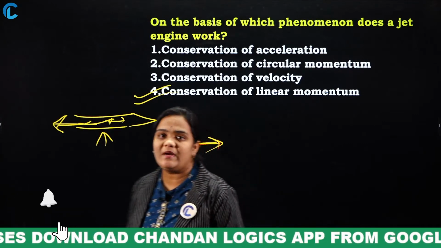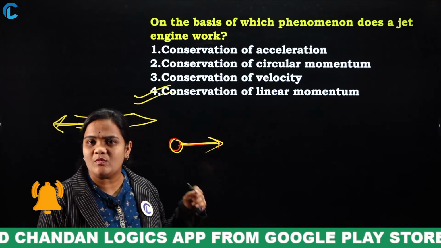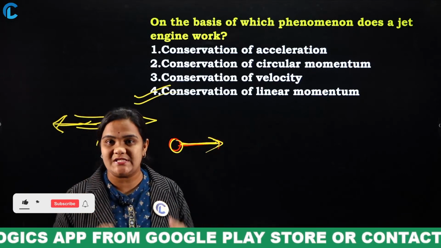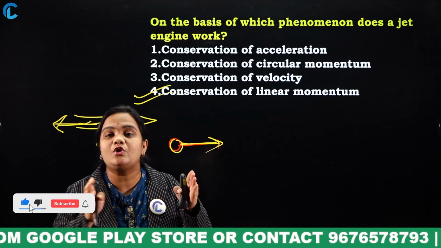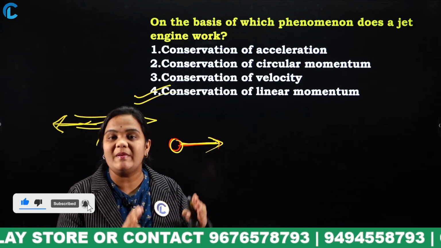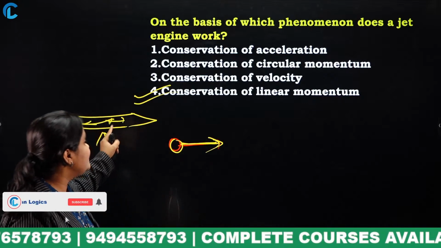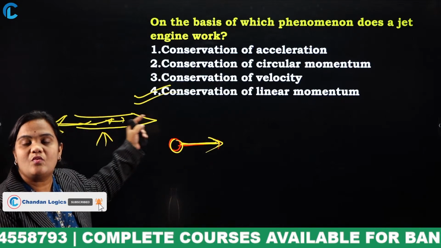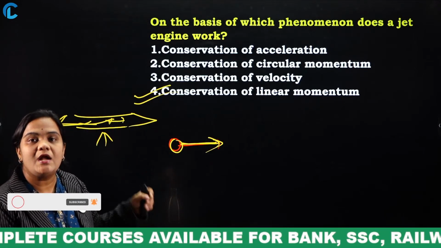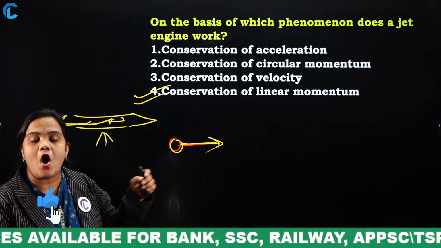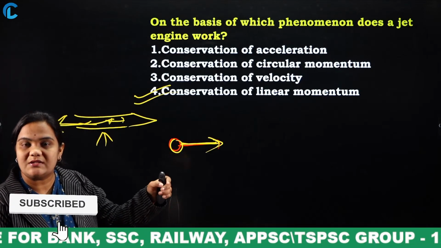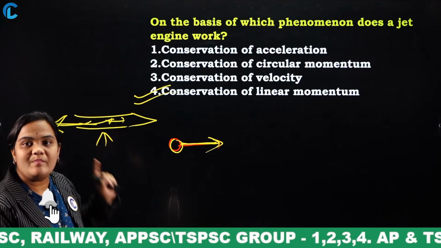conservation of linear momentum. What does this law of conservation of linear momentum say? In a closed system, the total momentum will be constant. That is the conservation of linear momentum. So assume the jet engine as a closed system. Due to the combustion of fuel, hot gases are evolved, and those hot gases will try to escape from the backward direction.